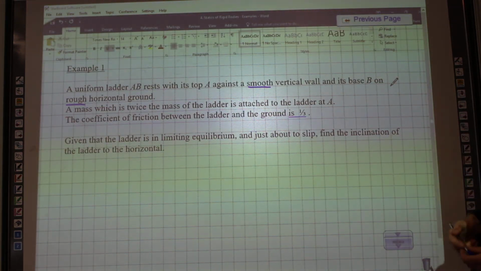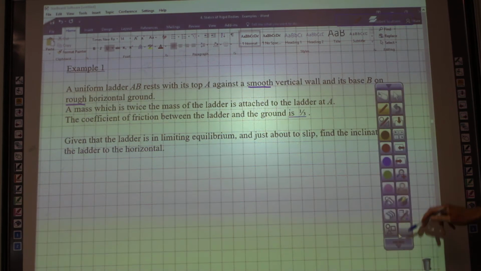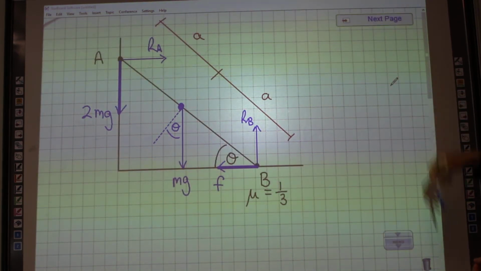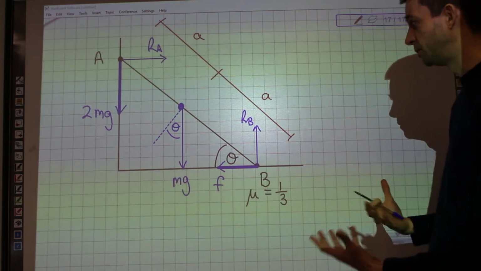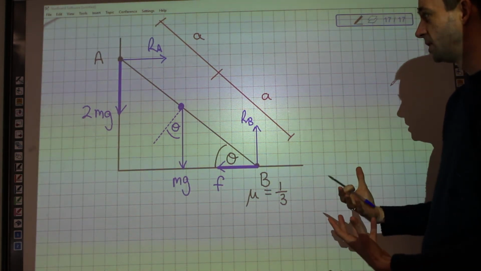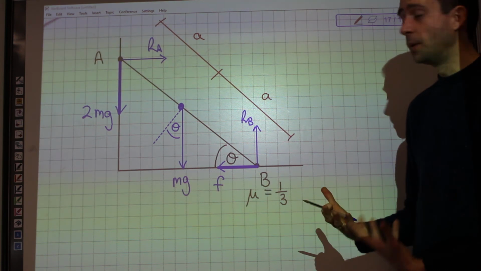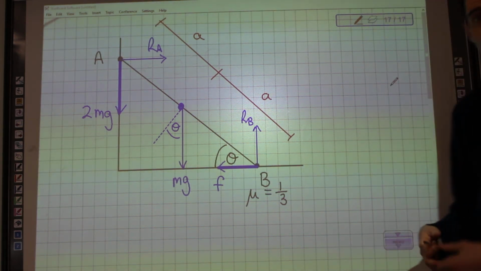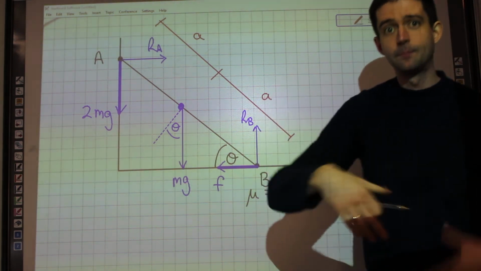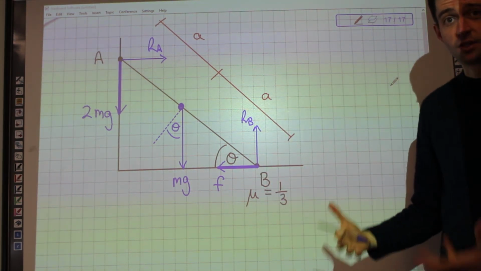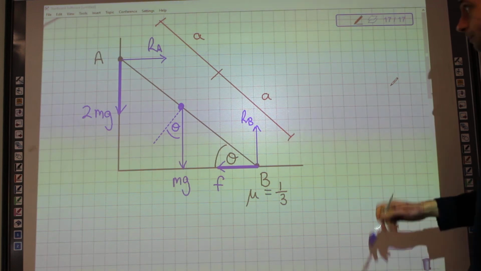to answer the question. Given that the ladder is in limiting equilibrium and just about to slip, find the inclination of the ladder to the horizontal. So this is quite tough because we haven't been given any kind of scaffolding in the question, told what to do first, where to go with this. So what we're going to do is we're going to go through our checklist. We're going to do a moments, we're going to resolve vertically, we're going to resolve horizontally, and we're going to see which of those equations gives us what we want to know.